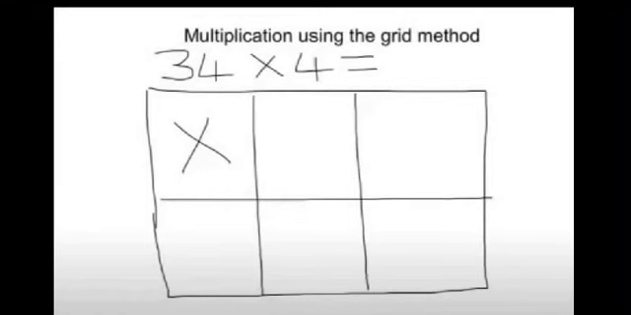Now learners, your teacher is going to pause this video and you are going to solve this multiplication using the grid method, that is 34 times 4. You have 2 minutes learners, let's do it.